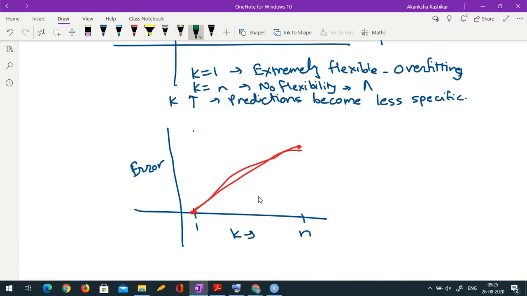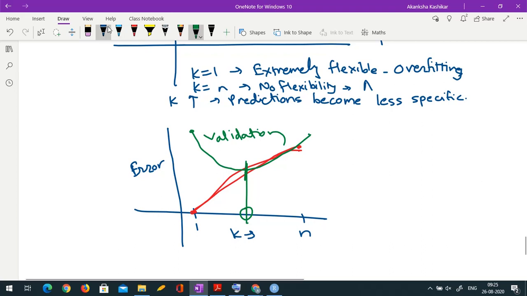So initially test error would be high because the model is too flexible, but it will go on decreasing, and maybe you will get something like this, again a U-shaped curve. Somewhere here, test error can also be called validation error. Okay, so somewhere here you will get an optimal K. So this means that you shouldn't choose extreme K.